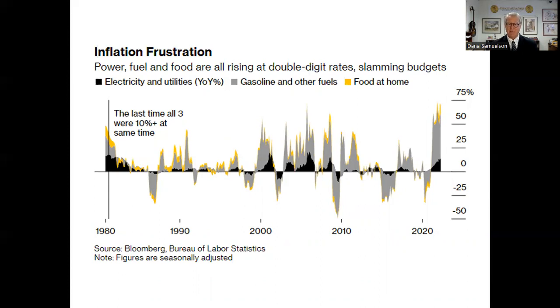We've had periods of time over the intervening years where one or two rose at that rate, but not all three at the same time. And this is why it's hitting everyone in their pocketbooks today.